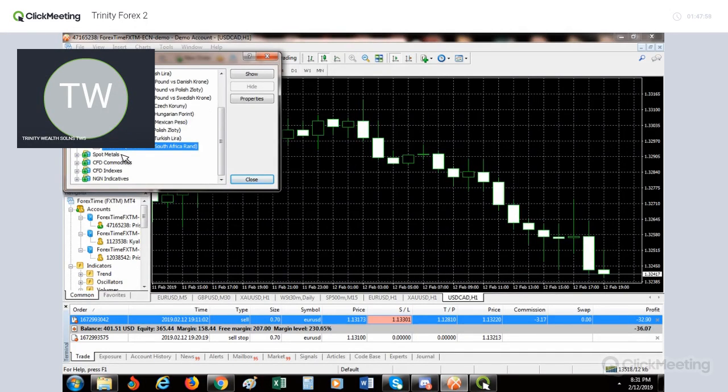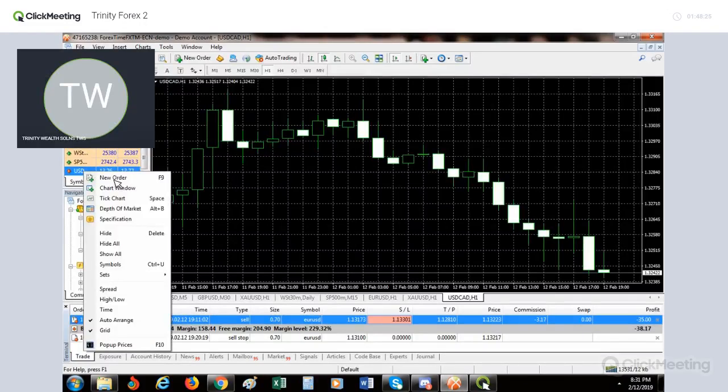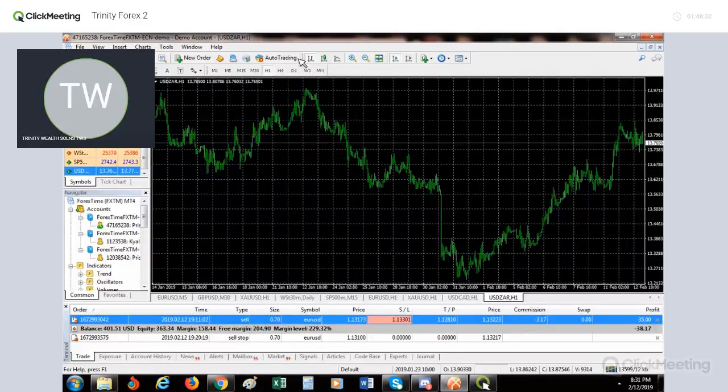So a pair which you want to appear and is not appearing, like in my case, I don't have USDZAR. That is the dollar versus the South African rand. Just highlight it and you say Show. The moment you say Show and you close, it will come to your Market Watch, and it's at the very bottom. That is the dollar versus the South African rand. So you can always right click on it, then click on Chart Window for it to come for my analysis.